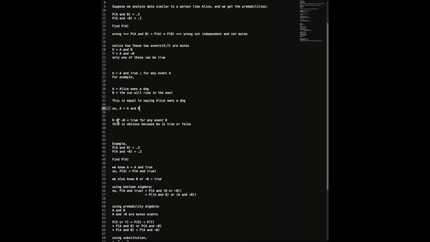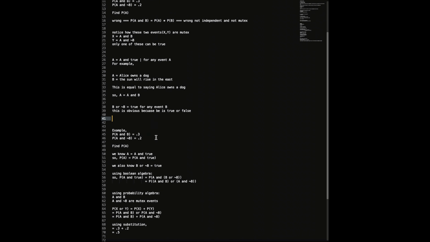B or not B equals true for any event B. No matter how you write up the truth table, B is false or B is true, it's always going to evaluate to true, because with the OR operator, only one of them has to be true for this to evaluate to true. So if B is true, then it evaluates to true. If B is false, then not B evaluates to true. So that one's pretty obvious.